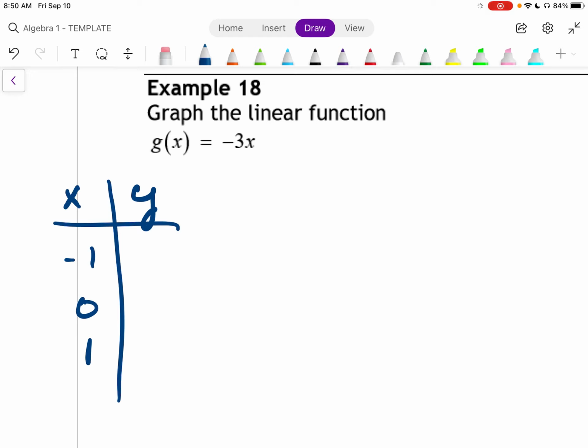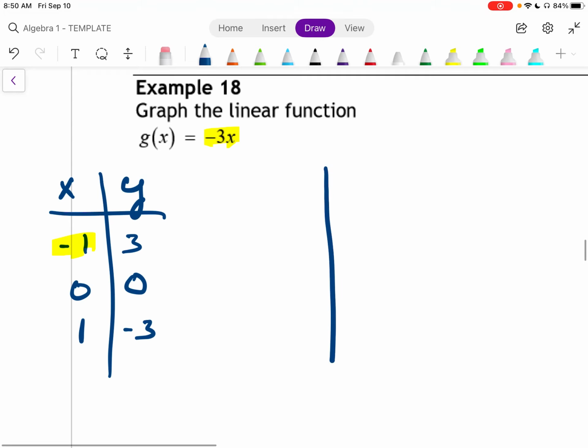Whenever I plug in negative 1, and I'm not even going to write this down, I have negative 1. I'm going to plug it in right here. Negative 3 times negative 1 is going to be a positive 3. Whenever I plug in a 0, I'm going to have negative 3 times 0, which is 0. Whenever I plug in a 1, I'm going to have negative 3 times 1 is negative 3.